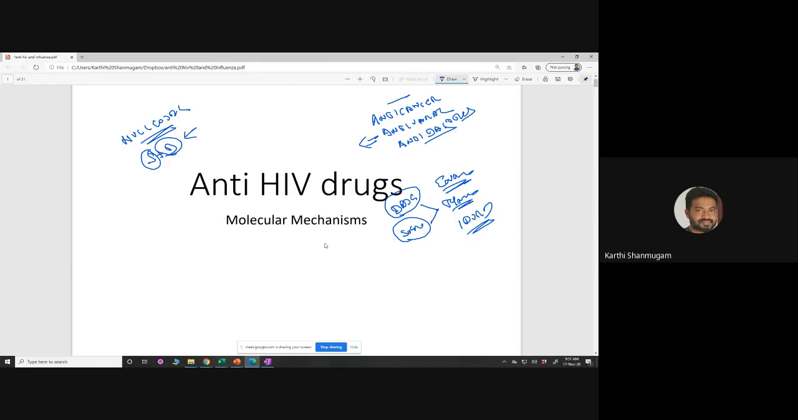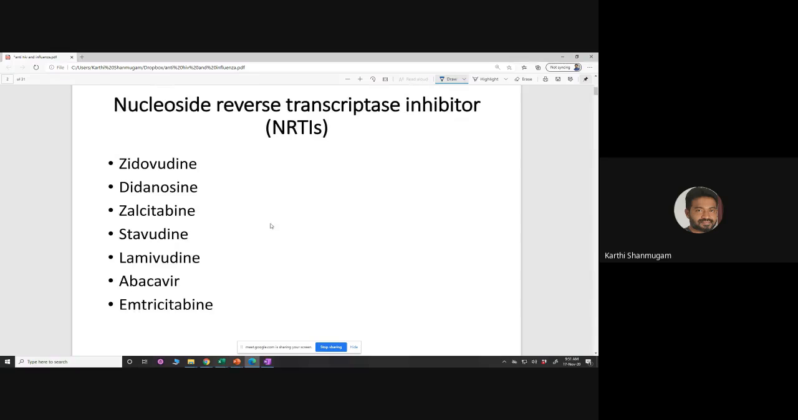So in this session, I am going to specifically discuss the antiviral drug molecules which are used for human immunodeficiency virus (HIV). We'll see the molecular mechanism of a few drug molecules. This I already discussed, right? We can classify the HIV drug molecules into different classes. One class of molecule is called NRTIs. It stands for nucleoside reverse transcriptase inhibitor, right?